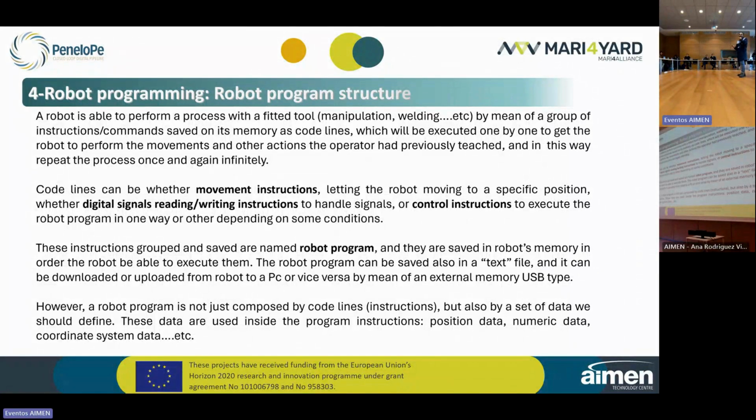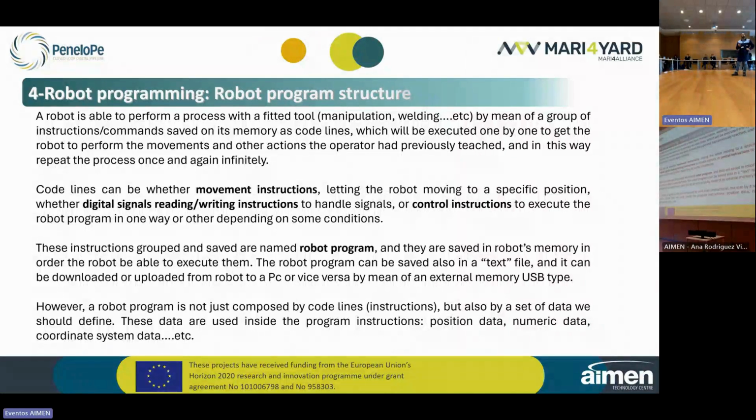and other actions, of course, not just movements, because movements don't make sense most of the times if you don't combine them with other actions, like switching on and switching off different devices, and different communications. Instructions have to be previously taught by your robot operator. In this way, the robot is able to repeat the process once and again infinitely. Okay, code lines.